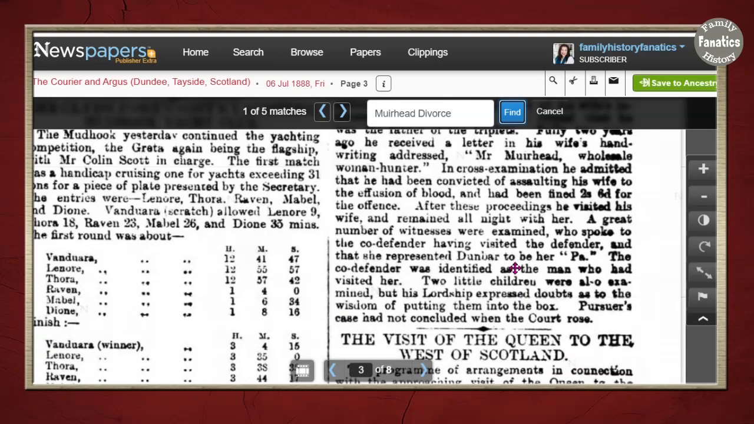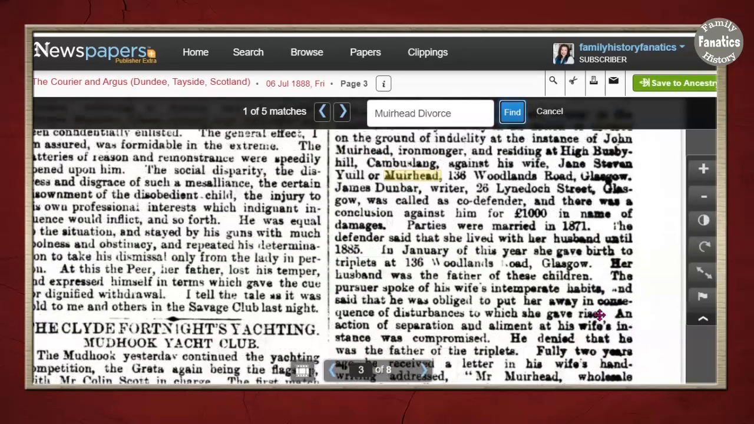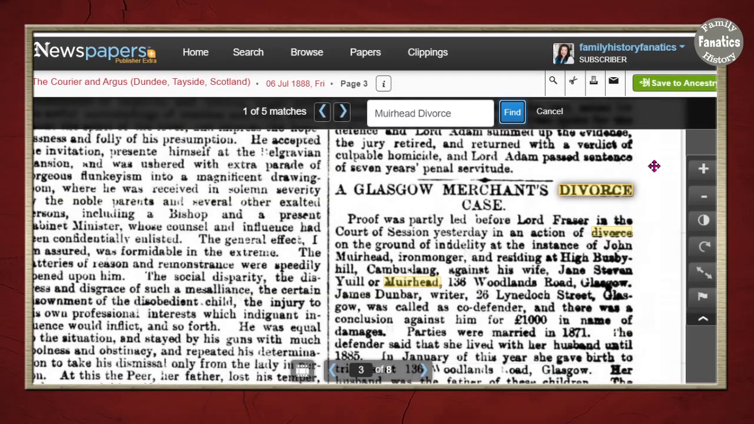So there are a lot of great details in these divorce newspaper articles. So be sure to give that a go if you can't figure out what happened to your ancestor. Try to throw in divorce and see what happens.